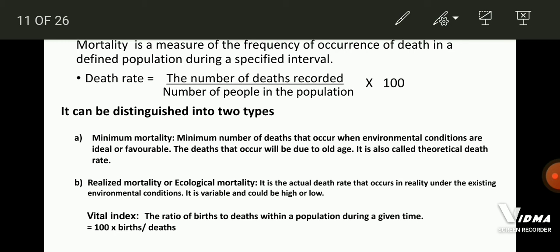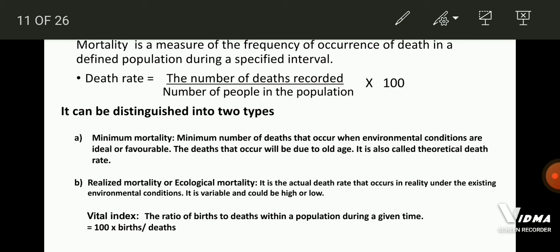So for minimum mortality, even under the best conditions, individuals may die due to old age, and it is determined by their physiological longevity. On an average, it is about 70 years for human beings. To give an example of realized mortality, suppose the lifespan of a population is about 70 years, an epidemic may break and the death rate will be high, or if there is some improvement in the living conditions, the average lifespan may increase, bringing the realized mortality lower.